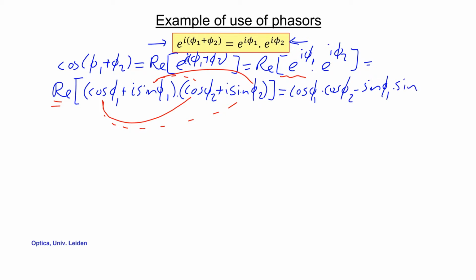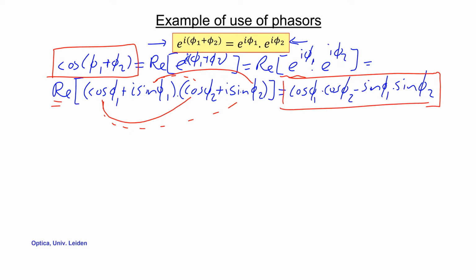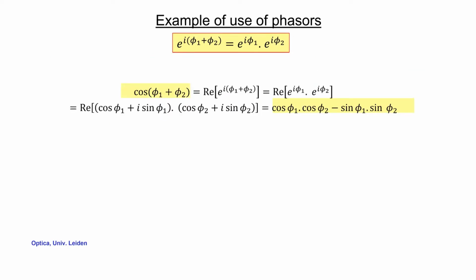So you find a very convenient relation, which means that the cosine of the sum of these two angles can be written in terms of cosine and sines of the individual angles. So let me clean it up for you. When I clean it up for you, I get the relation that I just derived.